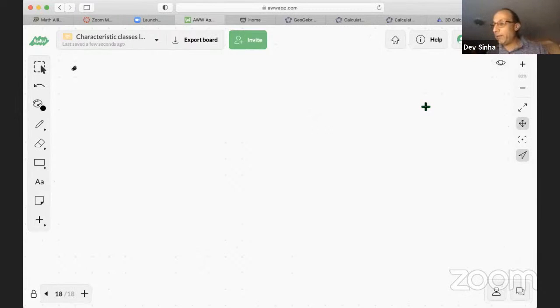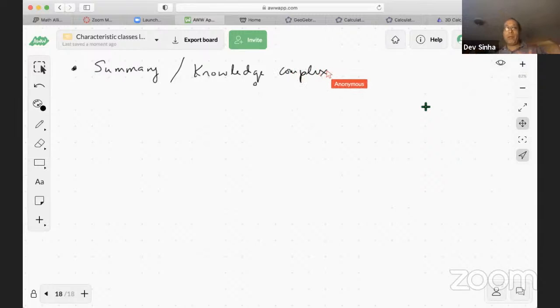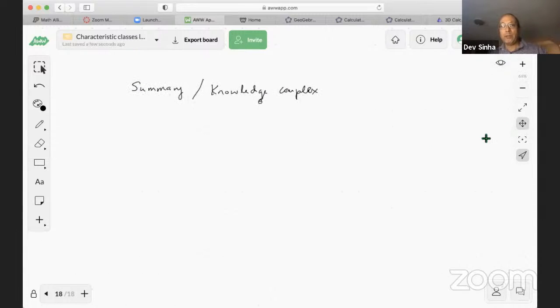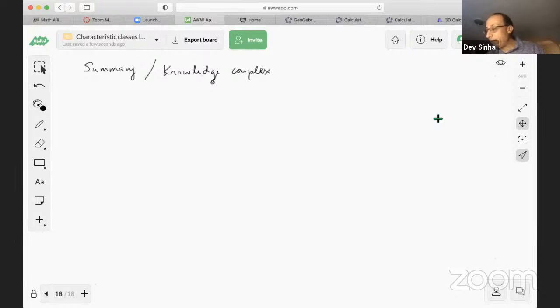What I wanted to talk about is, as I said, a sort of summary, and really I want to give it as a knowledge map or knowledge complex. Thinking about what we've done and organizing it in ways where we see the relations and in particular logical independences.